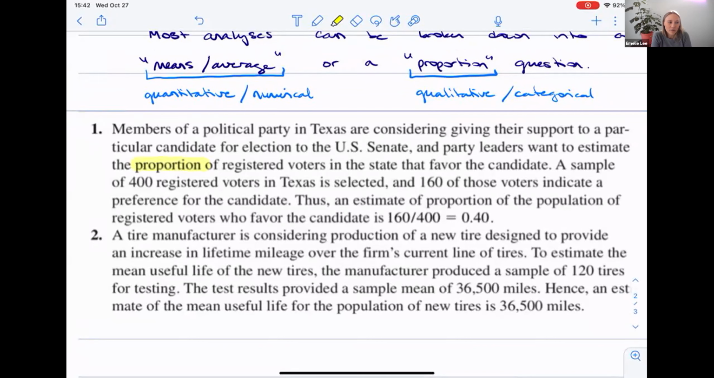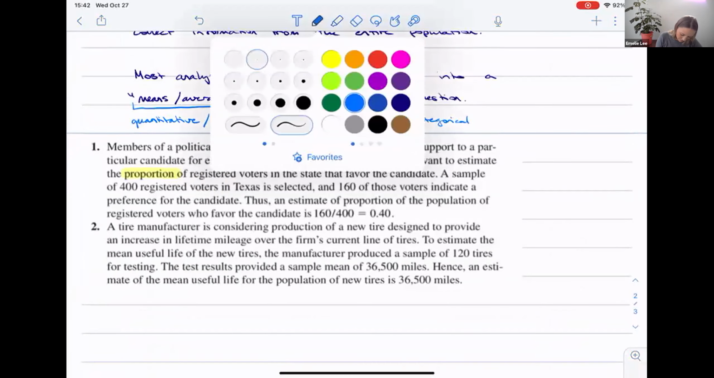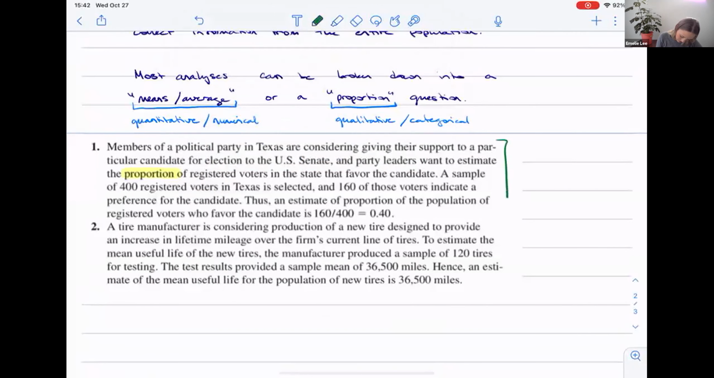A sample of 400 registered voters in Texas is selected, and 160 of those voters indicate a preference for the candidates. So the estimate of the proportion of the population is going to be 160 over 400, which is 40% or 0.4 from the sample, right? And so here, this is, of course, a proportion question.